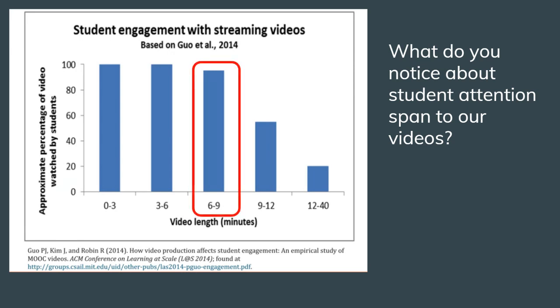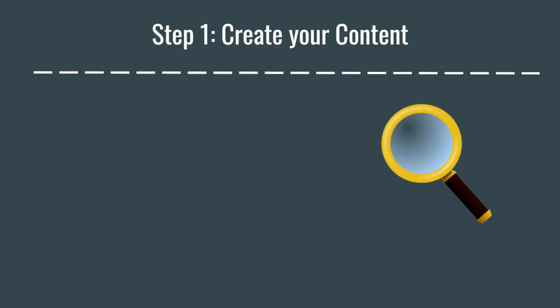We see at 6 to 9 minutes, our students' attention span decreases. So the study found 6 minutes to be the sweet spot for video length. If you find yourself in a situation in which you have more content to cover than that 6 to 9 minute range, the recommendation is to chunk the content into smaller videos, allowing students to do something with the content in between to keep them engaged.